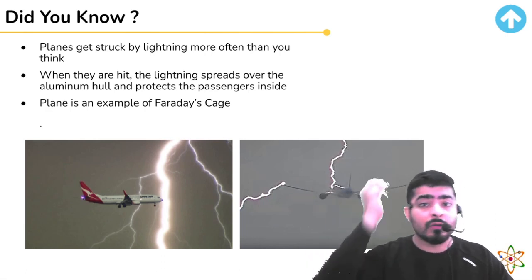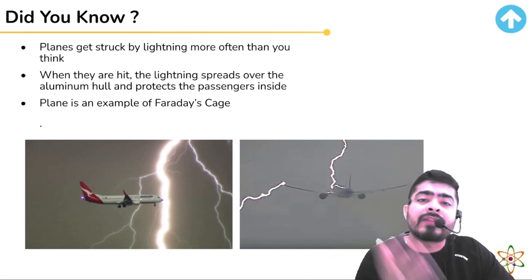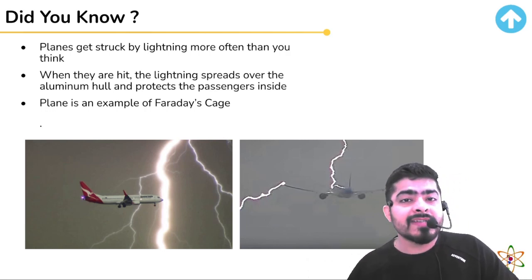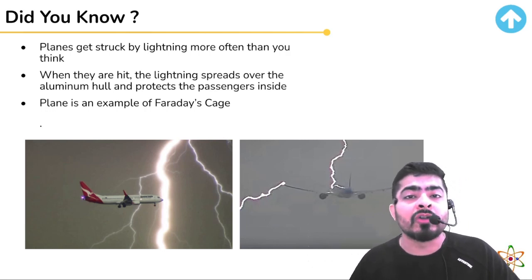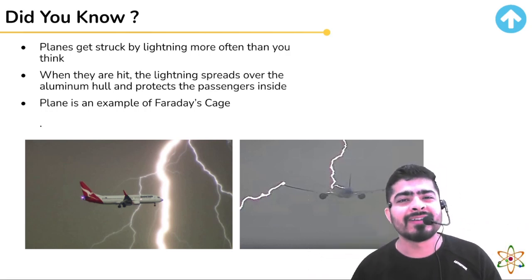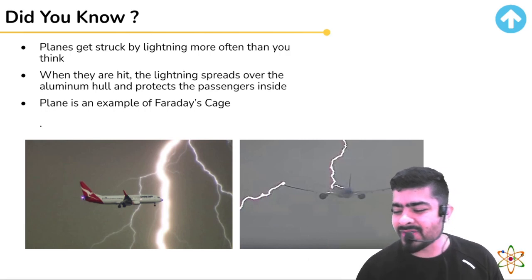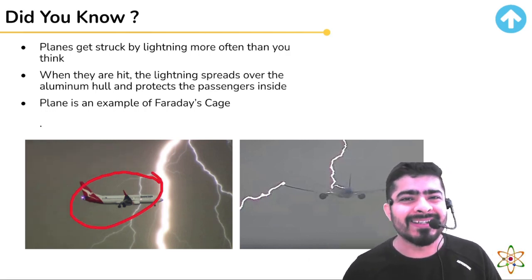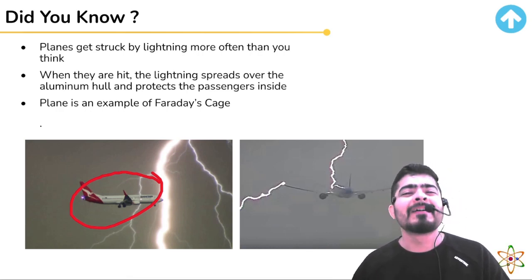They pass through the clouds as well. So clouds could sometimes strike lightning on the aeroplanes as well. But the aeroplanes do not get damaged or harmed. The passengers inside are completely safe. Why? Because the aeroplane is obviously made completely of metal, right? The aeroplane is completely made up of metal.